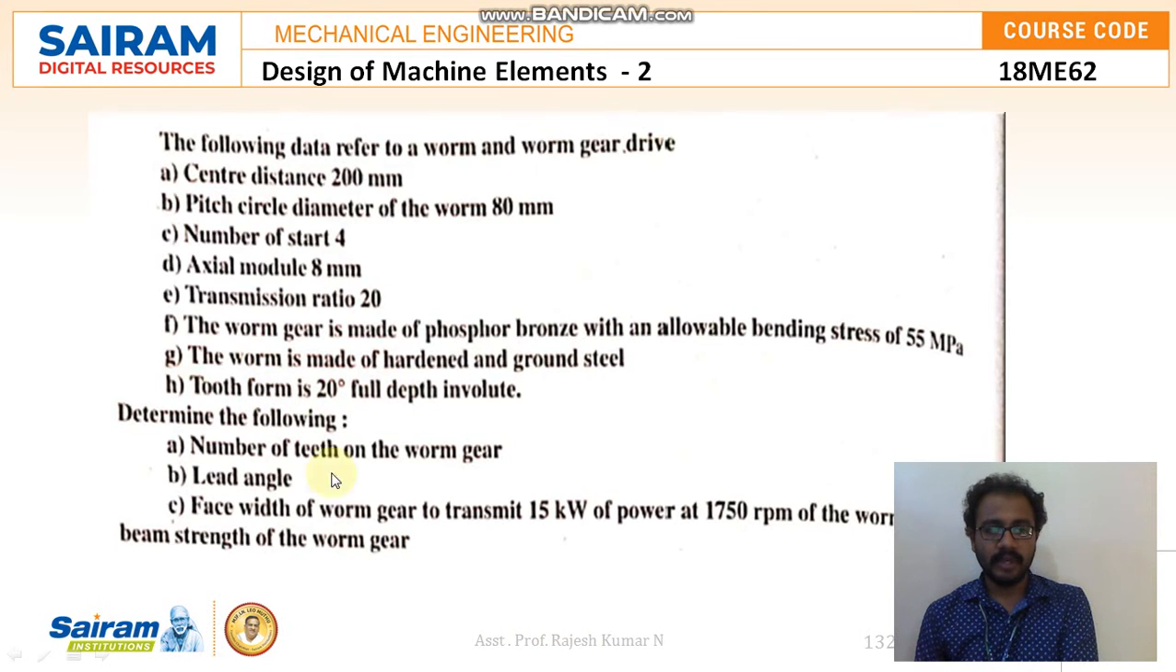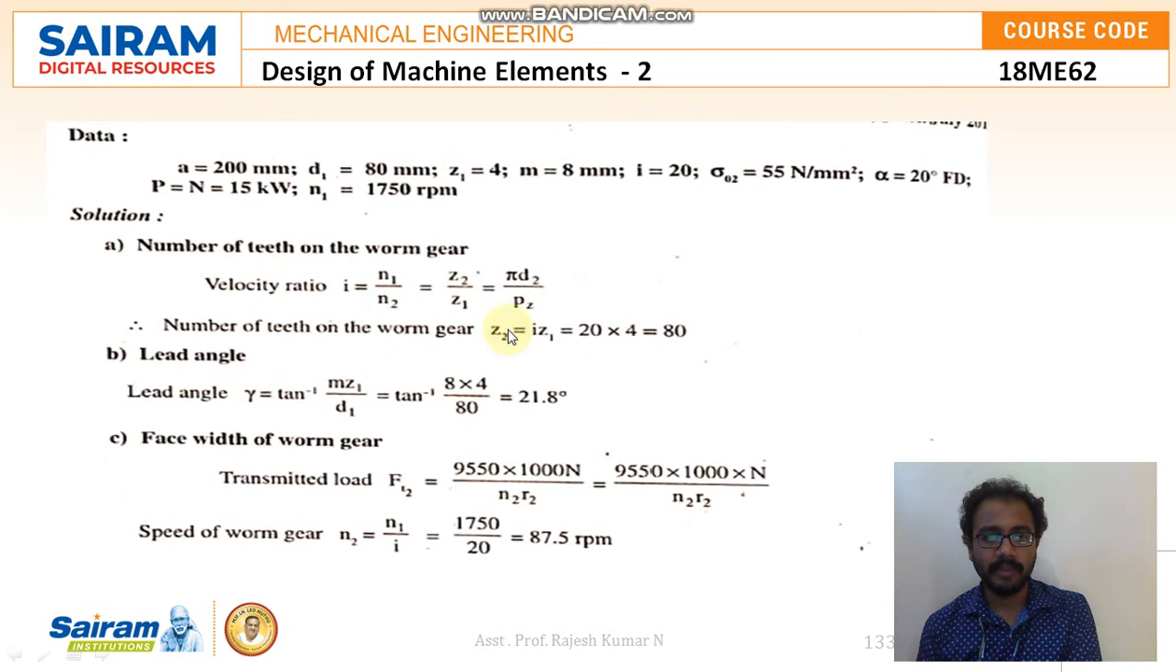full depth involute. We need to find the number of teeth on the worm gear, lead angle, and face width of the worm gear to transmit 15 kilowatt of power at 1750 rpm of the worm, based on the beam strength of the worm gear.